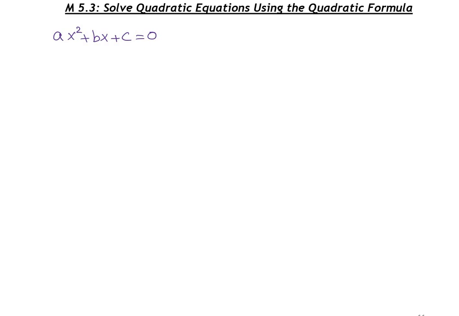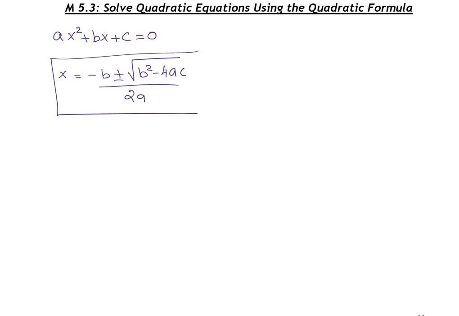There is a formula to find the solution, and that formula is given by x is equal to negative b plus or minus square root of b squared minus 4ac over 2a. And if you know this formula, you just need to plug in the values of a, b, c in the equation. You will get the solution of the quadratic equation. And if we have an example like this, say x squared plus 6x plus 8 equal to 0.